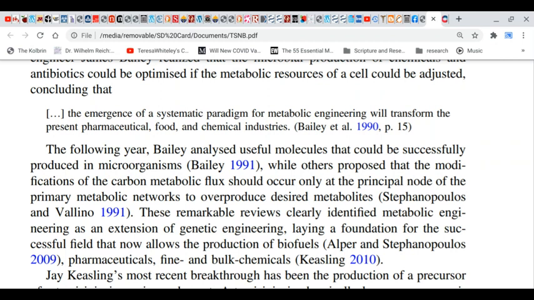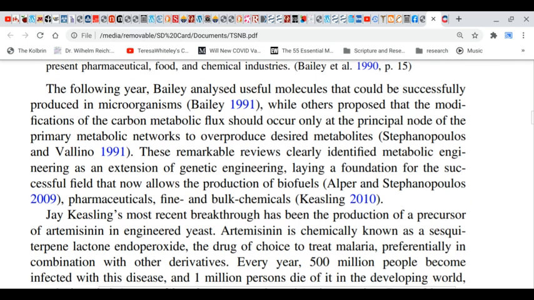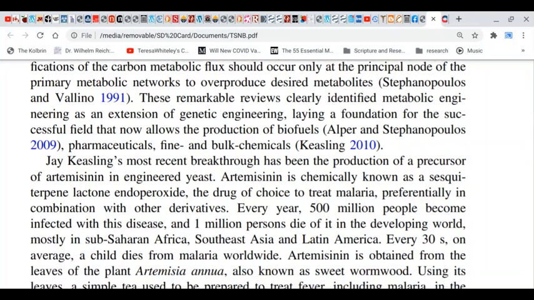These remarkable reviews clearly identified metabolic engineering as an extension of genetic engineering, laying a foundation for the successful field that now allows the production of biofuels, pharmaceuticals, fine and bulk chemicals. J. Kiesling's most recent breakthrough has been the production of a precursor of artemisinin.